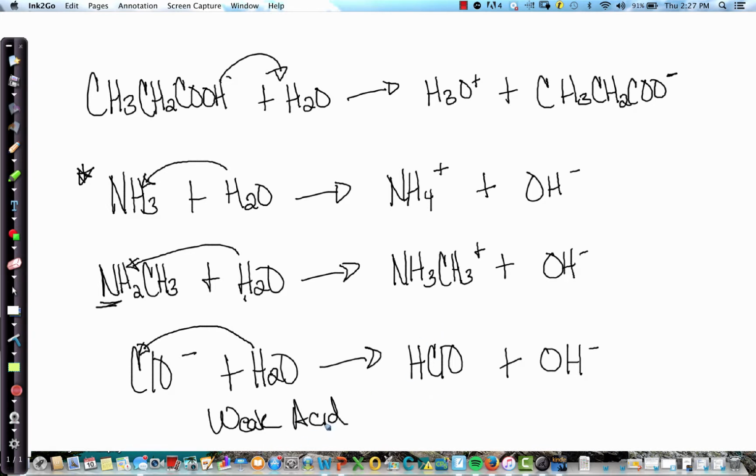anytime I have a weak acid and I put it into water, I'm going to create hydronium. If I have a weak base and I put it into water, I'm going to make hydroxide. So really, you're just moving the hydrogen around in these reactions.